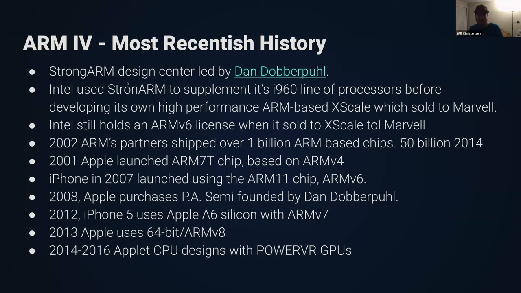He was an early adopter of using ARM and the StrongARM design, and followed it even when it went to Intel for a bit. Intel started using the StrongARM to basically supplement their i960 line. Fun thing though: during this process, Intel ended up selling it all to Marvell at the time, but they still hold the ARM v6 license to this day, which is kind of weird because this is one of their big competitors and it kind of came out of nowhere.